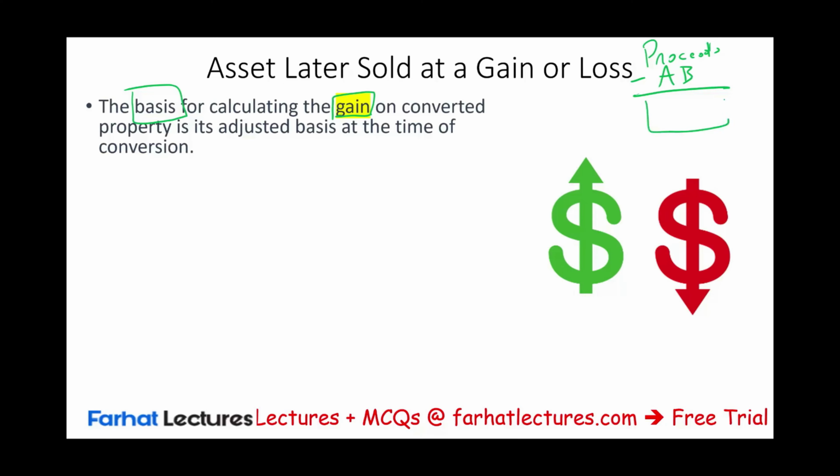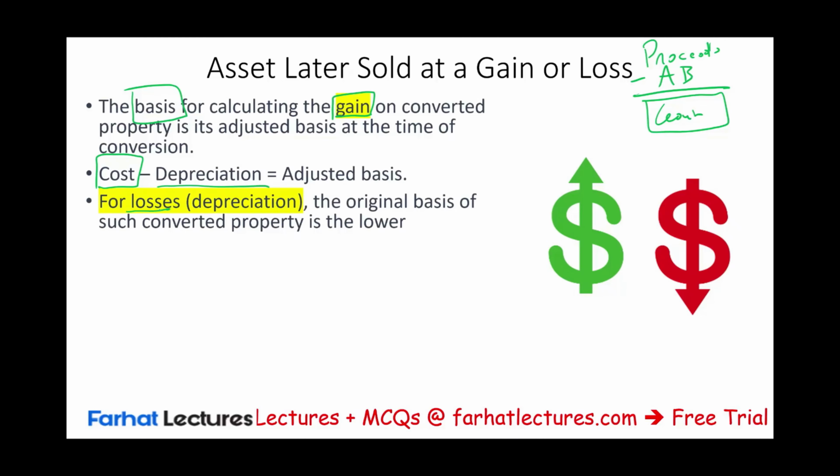So if we happen to have a gain, how do we compute the basis? And if we happen to have a loss, how do we compute the basis? We're going to have two different bases depending on whether we have a gain or a loss. If we have a gain, we're going to take the cost of the property minus the depreciation. That's how we compute the adjusted basis.